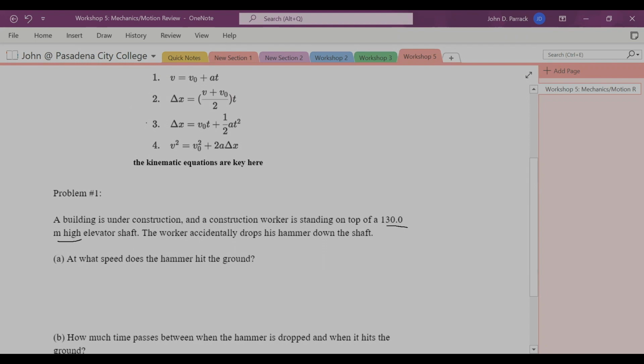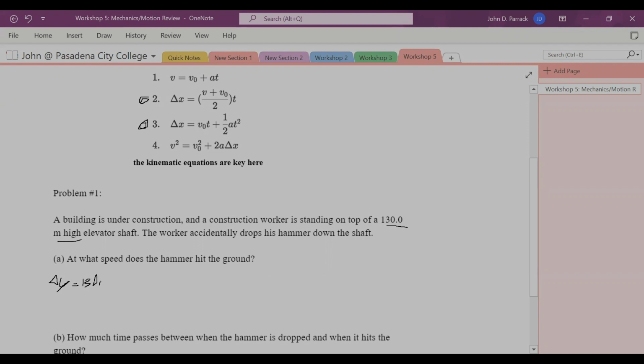Since it's like the equation here, I'm going to write delta Y. It's going to mirror these kinematic equations that we've already written here. Because I know the hammer is going to fall all the way to the ground, and in order to fall all the way to the ground, it's going to travel from the top to the bottom. That's 130 meters. So I'm going to say delta Y is going to be equal to 130 meters. All right, that's what we know so far.